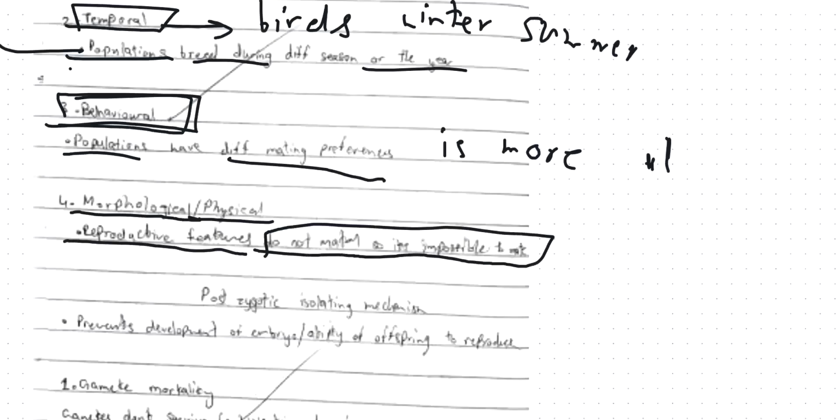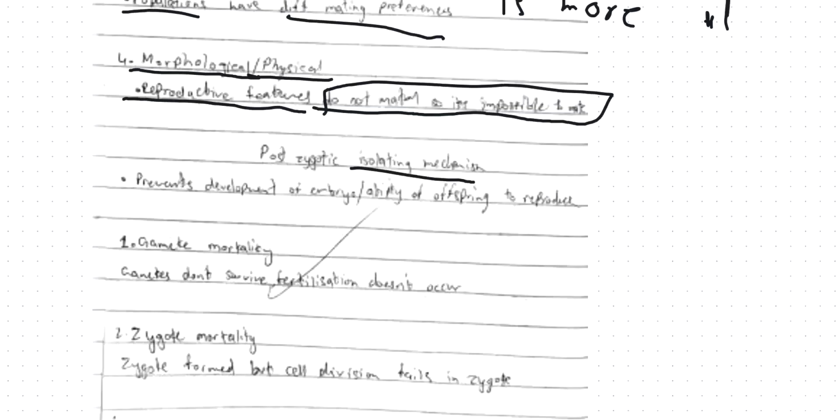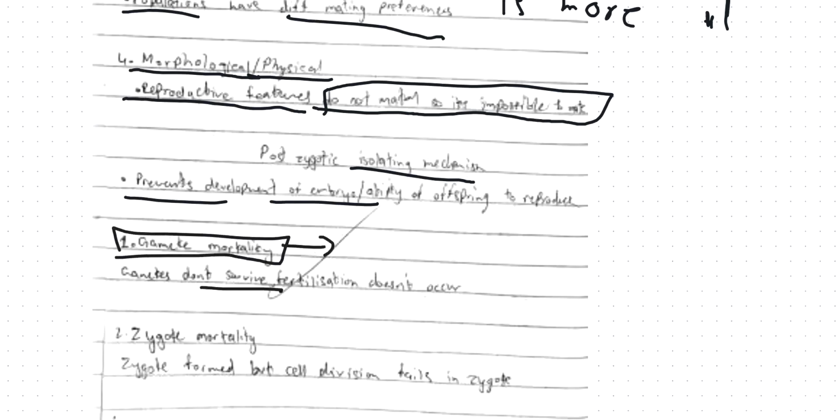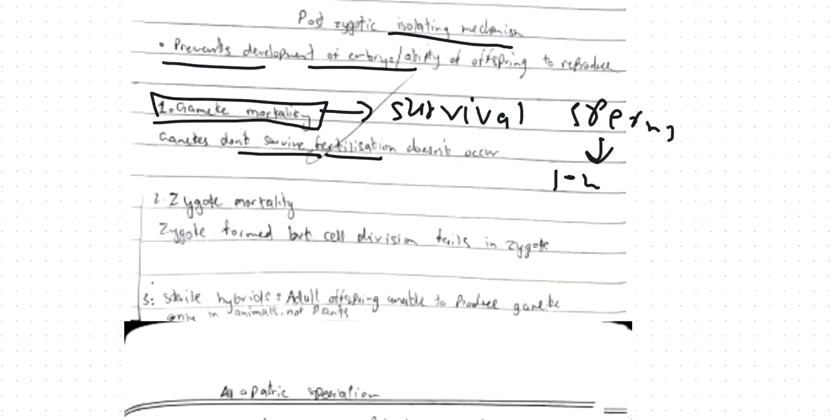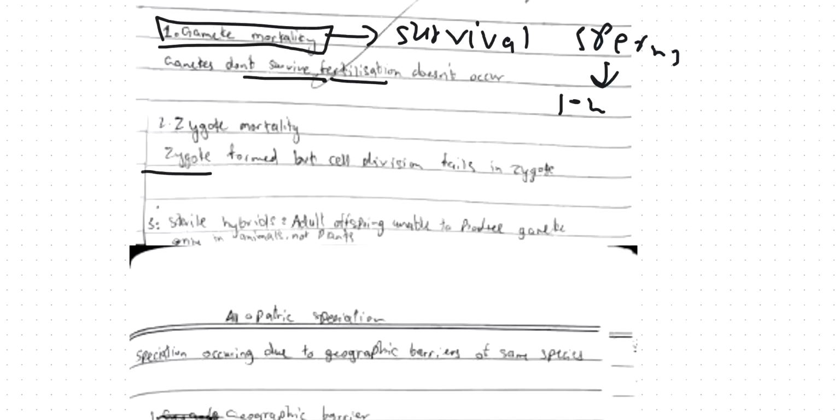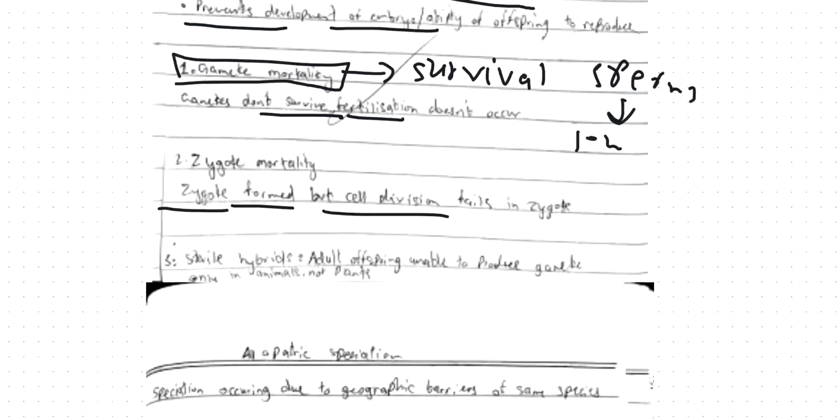The post-zygotic isolating mechanism prevents the development of the embryo. This can happen due to gamete mortality. So at times, gametes don't survive until fertilization happens. So if the survival rate of sperm in humans is low, then you cannot have fertilization. The second type is zygote mortality. Sometimes the zygote is formed, but cell division doesn't start in the zygote. This is an example of a post-zygotic mechanism.